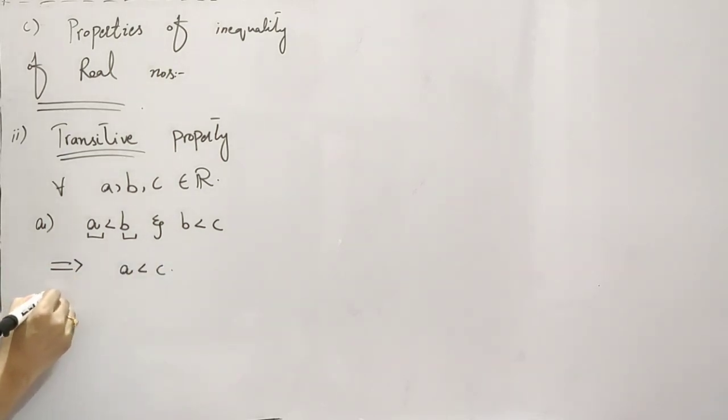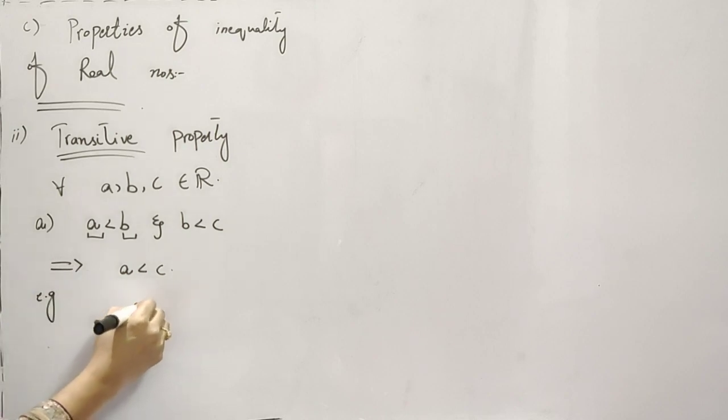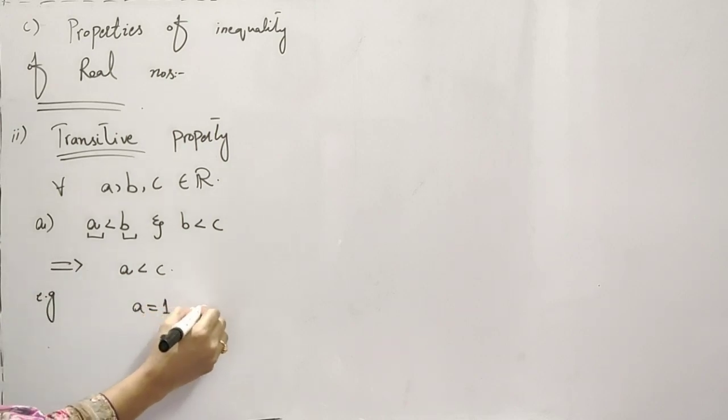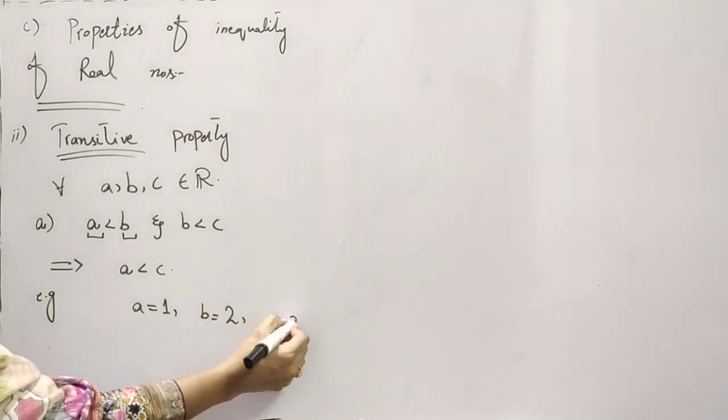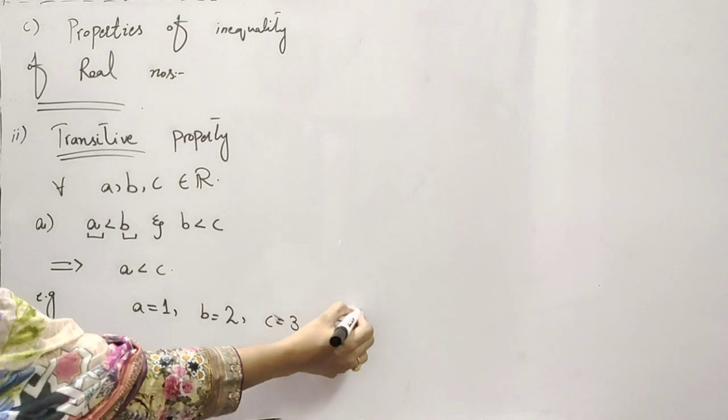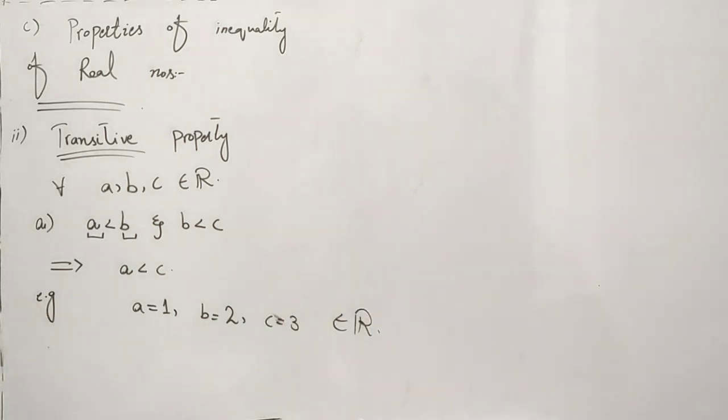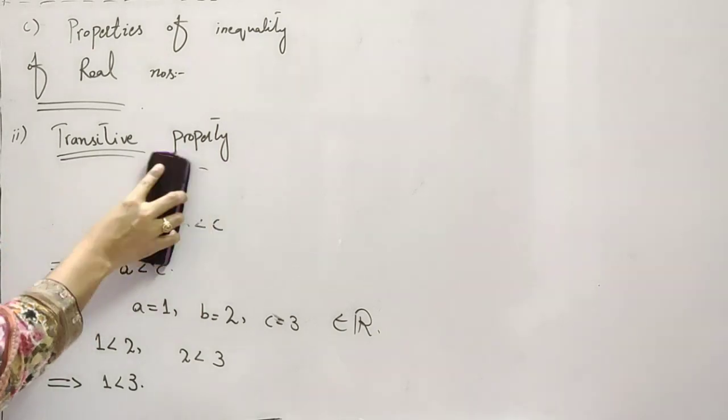For example, take a equal to 1, b equal to 2 and c equal to 3, and all these numbers belong to real numbers. Then you can say that 1 is less than 2, 2 is less than 3. It implies that 1 is less than 3, so the transitive property holds for these numbers.